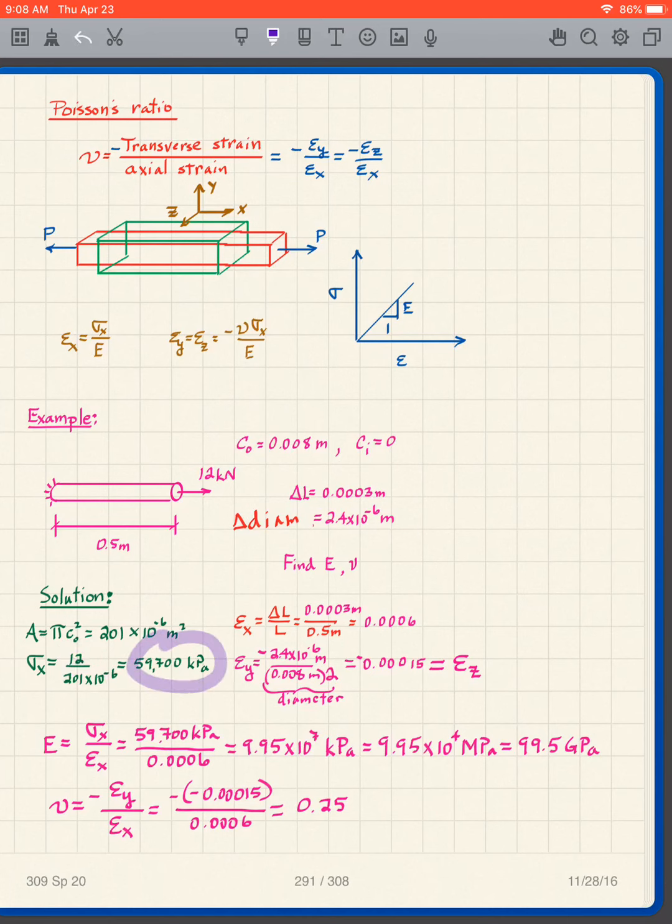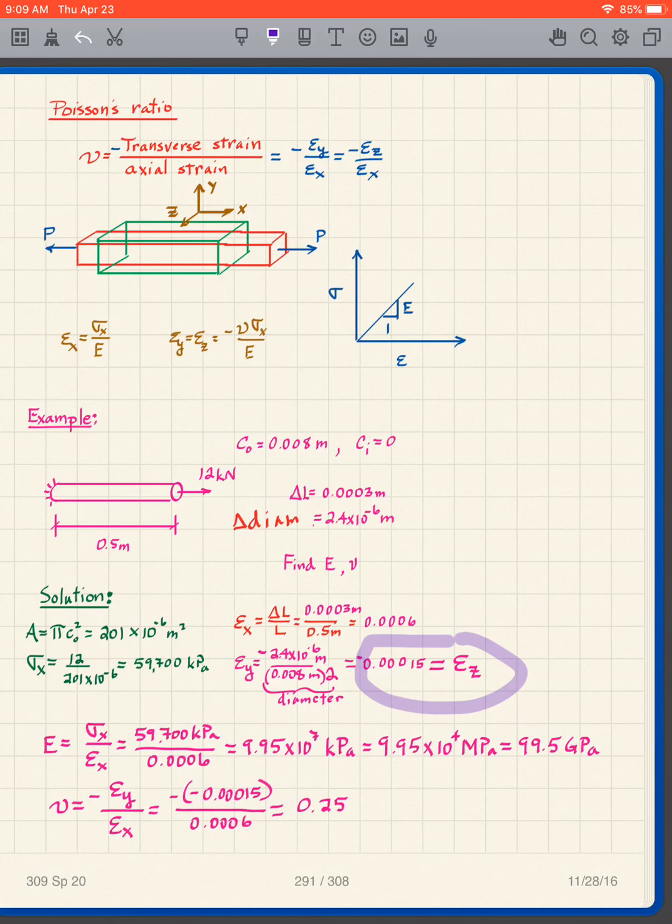So there's my stress, sigma x, in the x direction. My strain is delta L over L in the x direction. And in the y direction, what is my strain? Well, it's the change in diameter over the diameter. Diameter obviously is 2 times the radius. And we get that the strain in the y direction and the strain in the z direction are going to be the same.